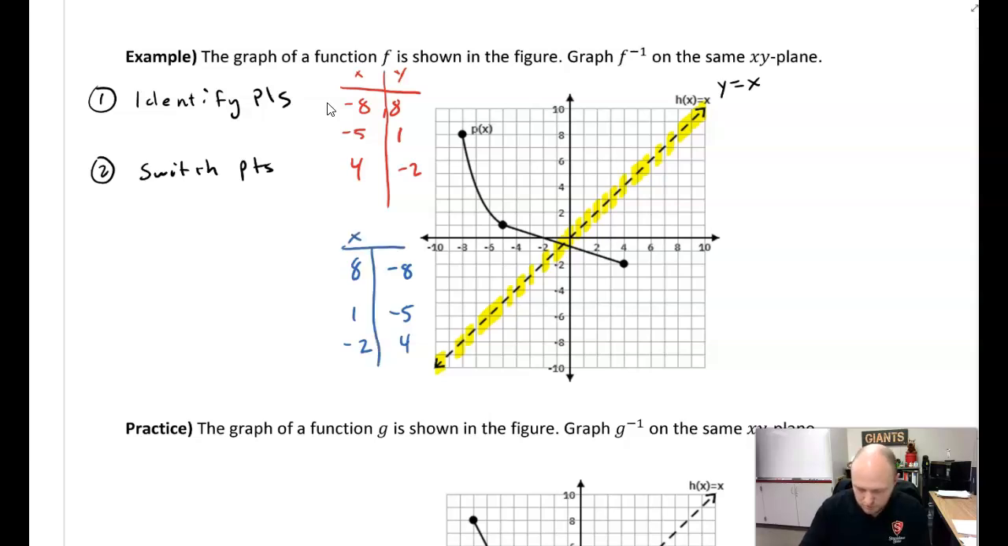So these are your new points. And we can go ahead and graph these. So 8, -8. Okay, 1, -5. And then we have -2, 4. So there's our points. Notice I do have to connect these points. And so we're going to go ahead and draw these connections. And it's best just to take note of what the curvature is. It's not connect the dots. It's not straight lines. Well, one of them is.